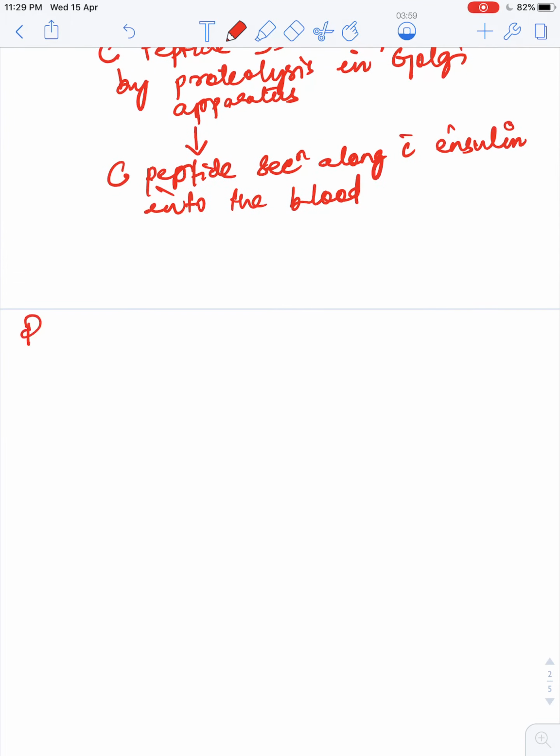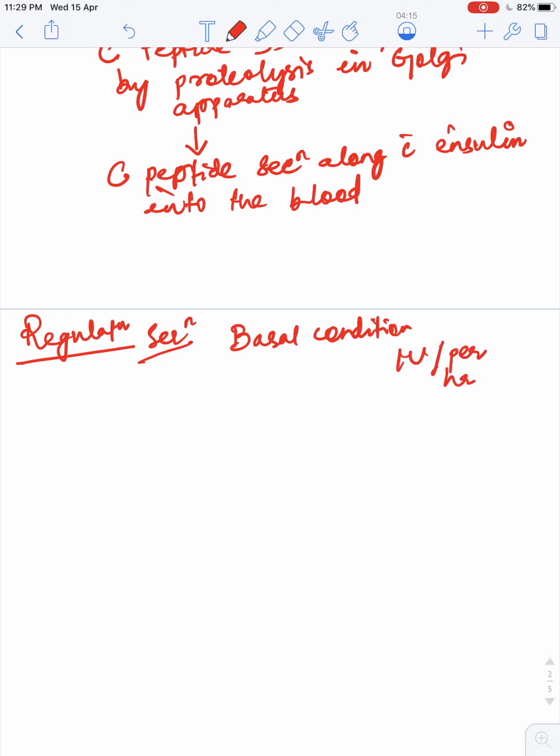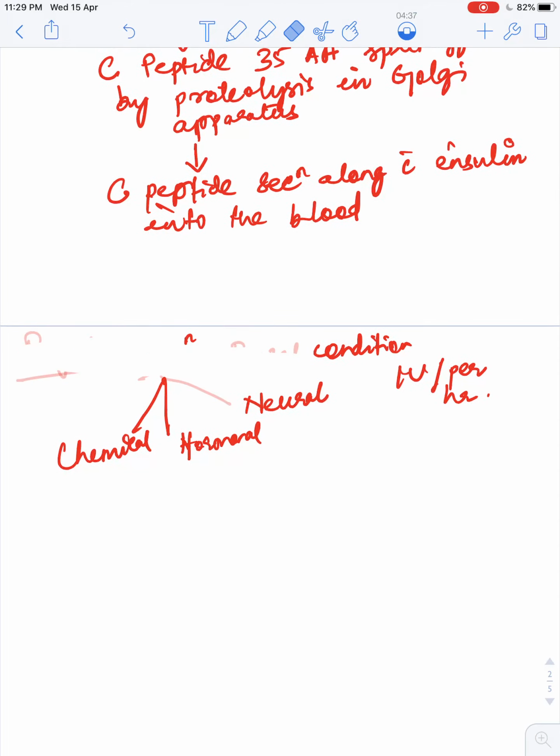Now coming to the regulation of secretion. Under the basal conditions, 1 unit of insulin is secreted per hour. So the secretion is regulated by 3 mechanisms. One is chemical, next is hormonal, and the neural mechanism. So coming to the first thing, the chemical mechanism.